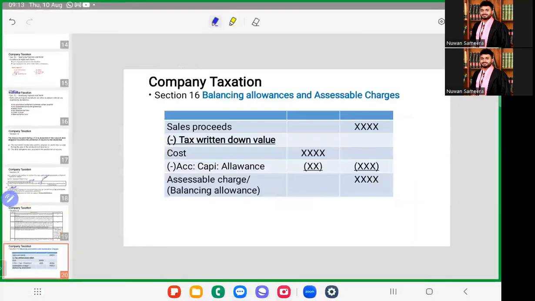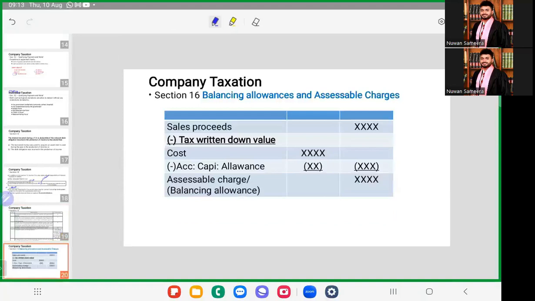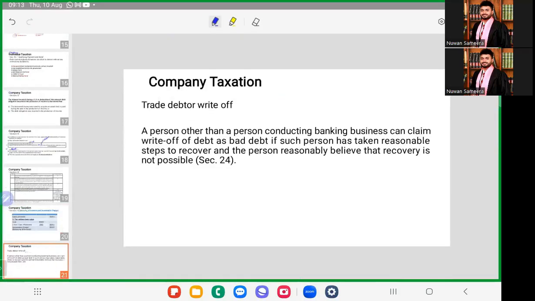When you dispose of any business asset, this is the way. Keep in mind, in the year the asset is acquired, you get the capital allowances for the full year without considering the date of purchase. In the year of assessment in which the asset is disposed, you are not eligible to get the capital allowances.